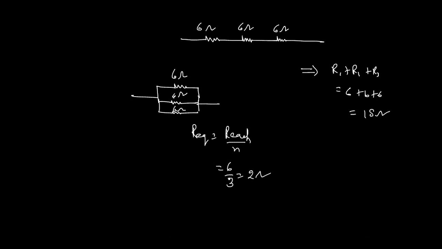But we need to arrange these resistors in such a manner that we get an equivalent resistance of 9 ohm in the first case, and in the second case, we are going to get 4 ohm, I think, 4 ohm.